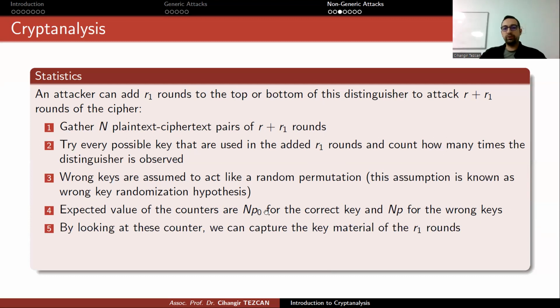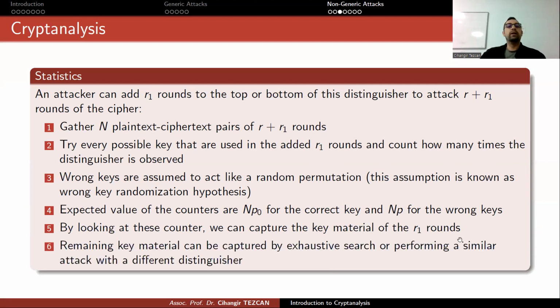Whenever I observe this event, I increment the counter for that key, as I did here. By looking at these counters, we can capture the key material of the R1 rounds. That is the idea. The remaining key material can be captured by exhaustive search. Since the remaining bits are fewer, I can perform an exhaustive search, or I can perform a similar attack with a different distinguisher if I can find one.